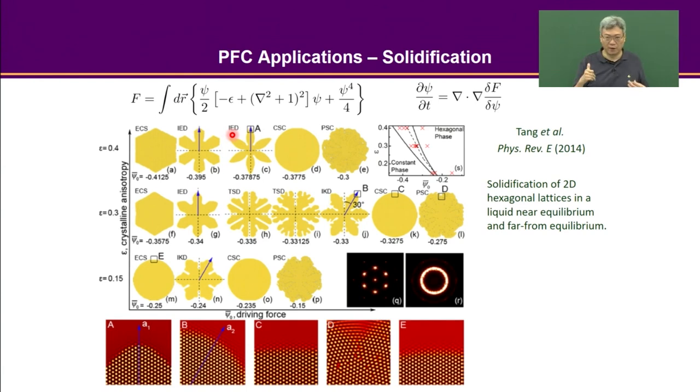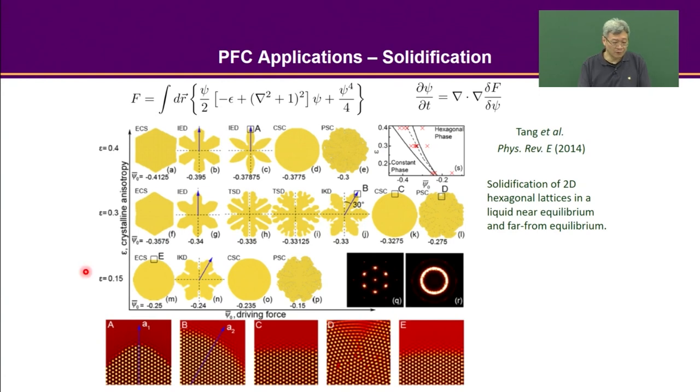And since we established that there are two parameters we can choose for this model, one is just this epsilon, right? So their interpretation is that epsilon controls the anisotropy, the crystalline anisotropy. But there are some other ways to interpret this parameter. But anyway, they're saying epsilon is related to the anisotropy, right? And there's actually a reason for that. And the other parameter we just talked about is that you can control the mean density of the system, right? So if we keep putting more and more particles into the system, it is going to tend to solidify more. So their interpretation is that a larger psi bar, the mean density, means a larger driving force.